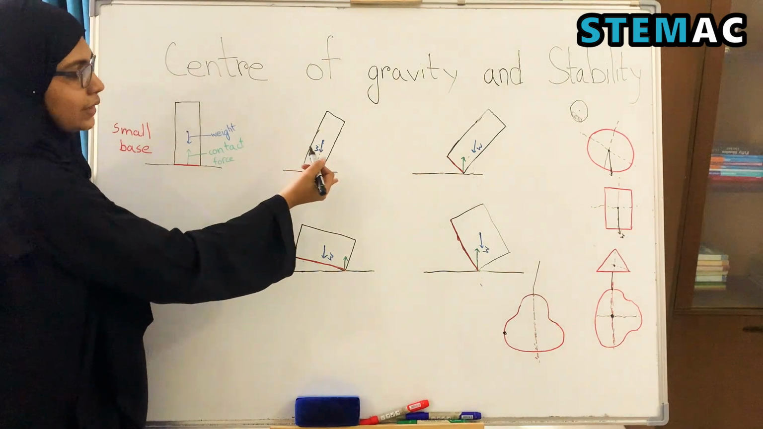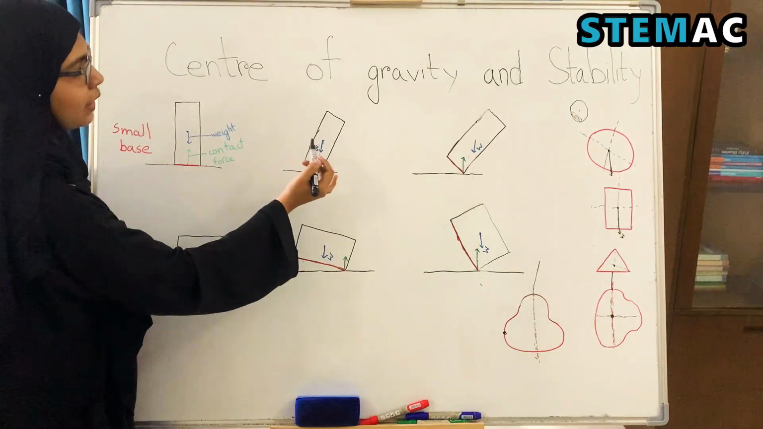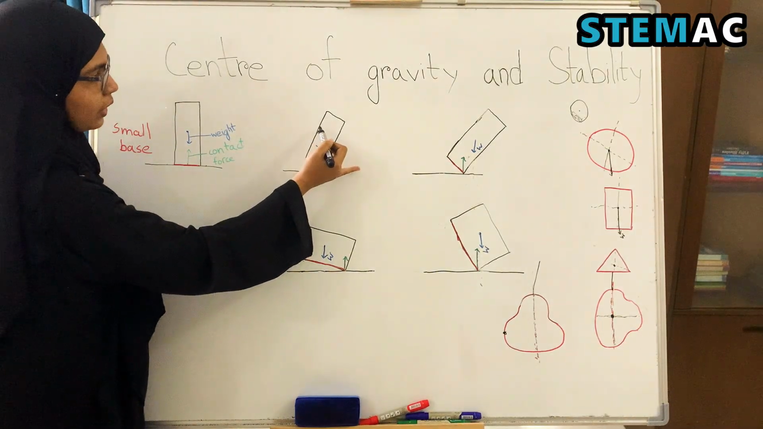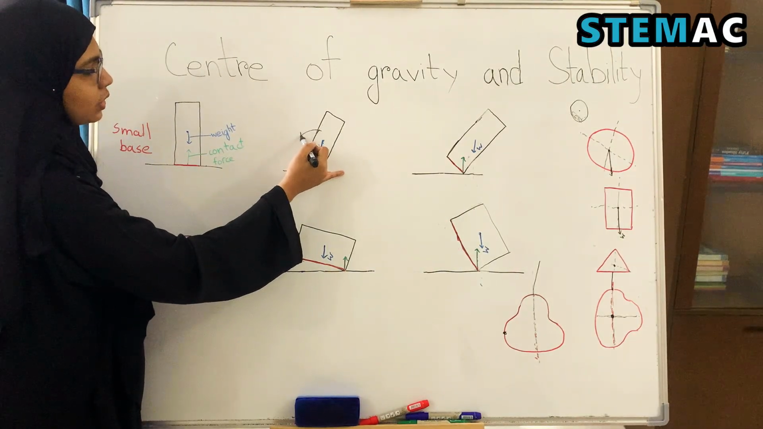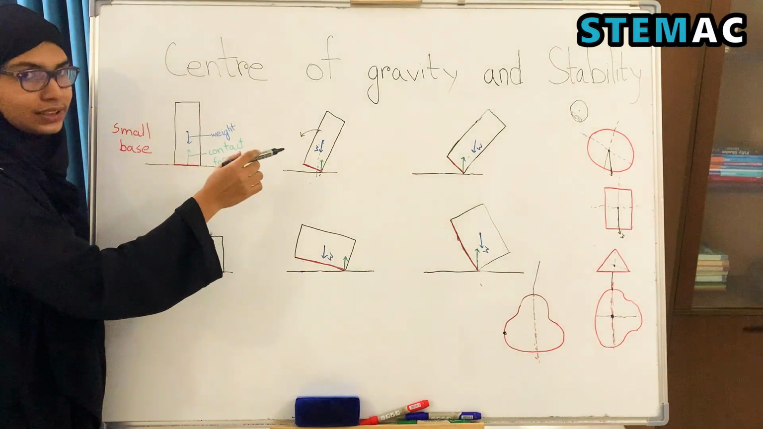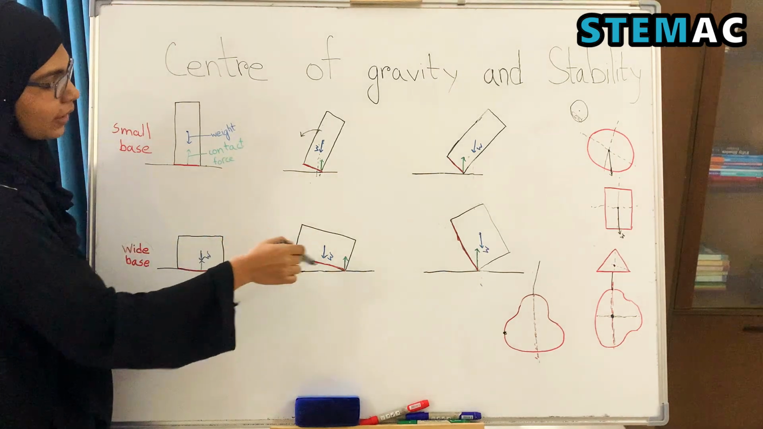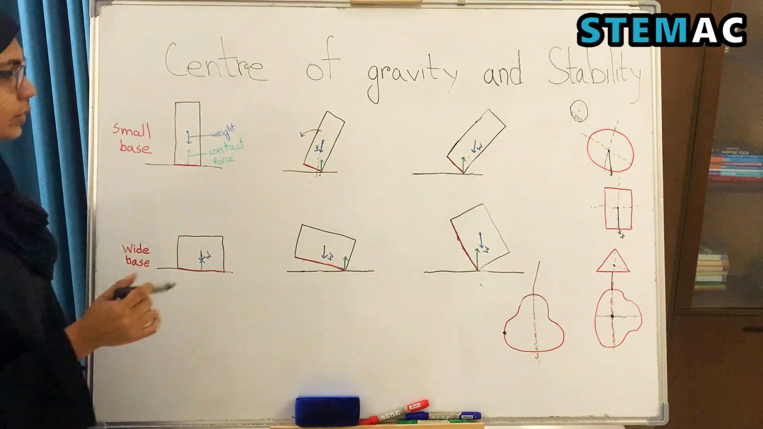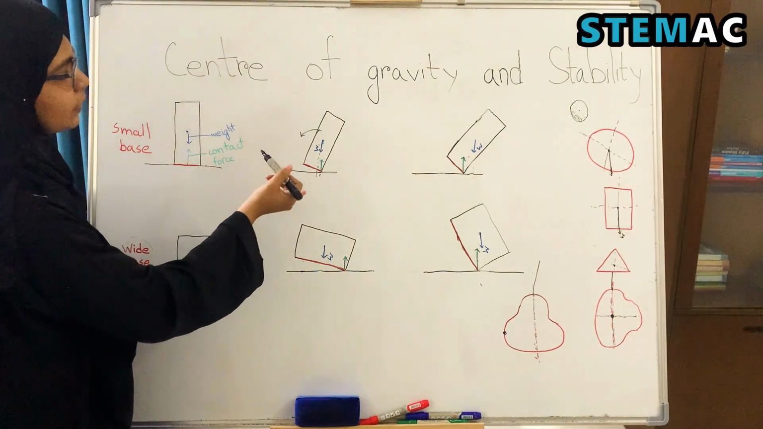So here we can see that as the weight force has not passed over the base, there is a turning effect of force. The object will move in this direction. This is stable. Comparing with this, this object is less stable. We will discuss that later. Let's just focus on this first.